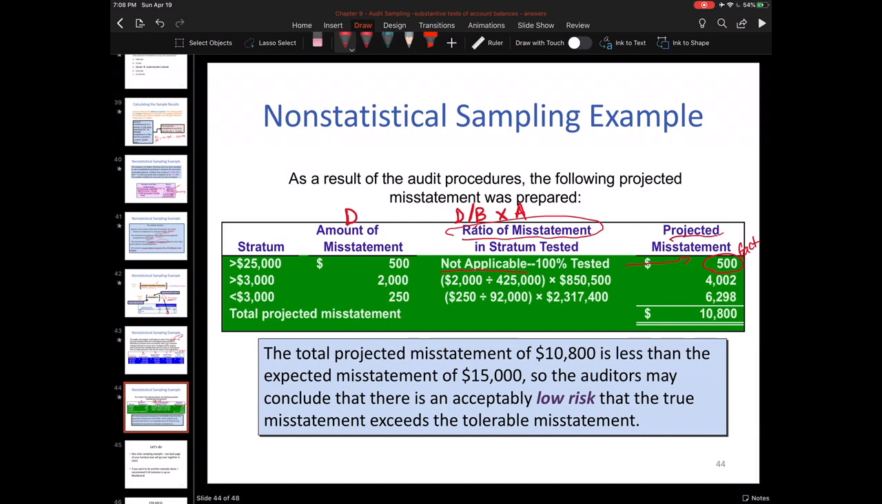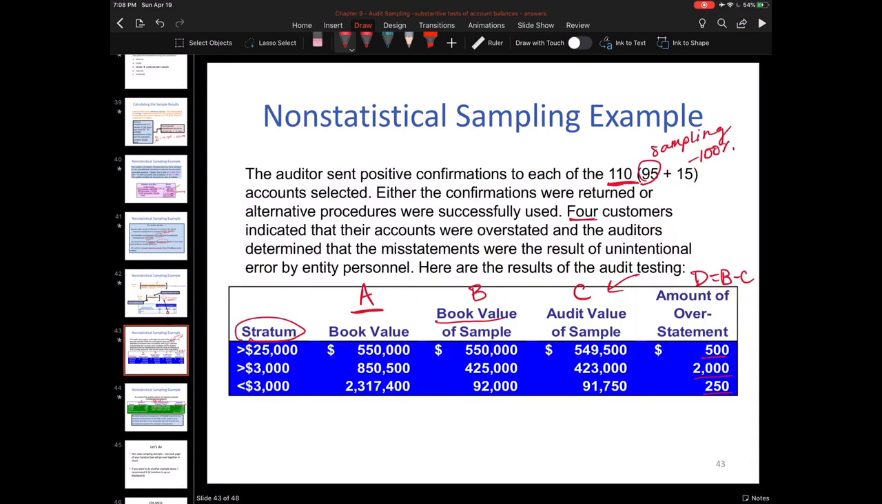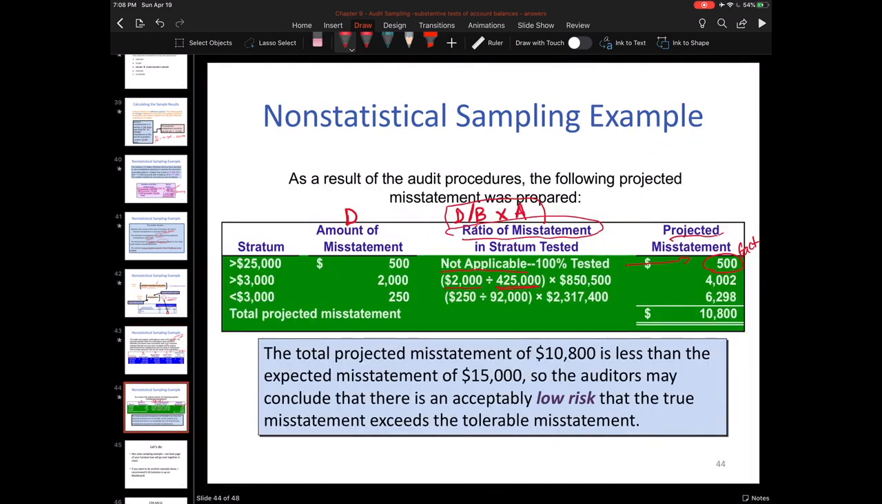For the other layers where I was sampling, I do need to project a misstatement across the layers, and I do that with the ratio projection technique we looked at. So I'll take the amount of misstatement divided by the book value of the sample that I took from that layer, and then multiply it by the book value of the layer itself, right?